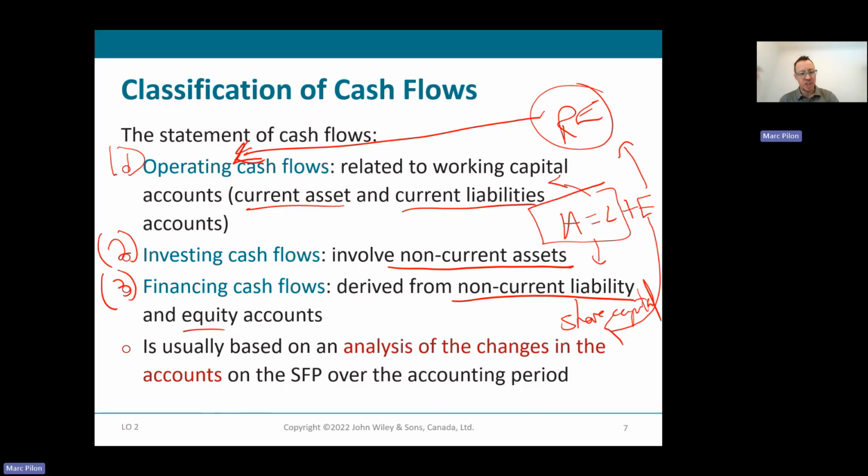So we want to know the change in the cash balance in the statement of financial position, that's the balance sheet, in the cash account, between the cash beginning and cash ending. Where did the cash go? Where did it come from? This is what we want to answer with the cash flow statement.